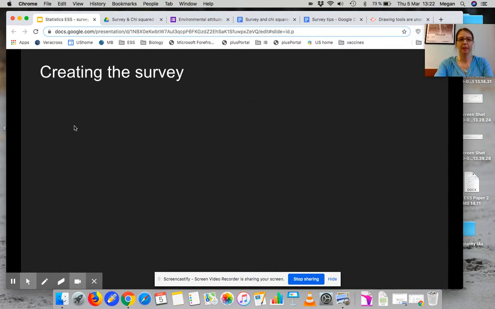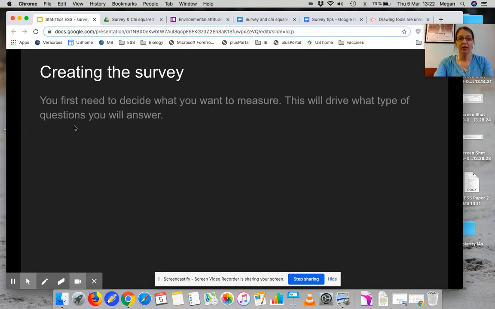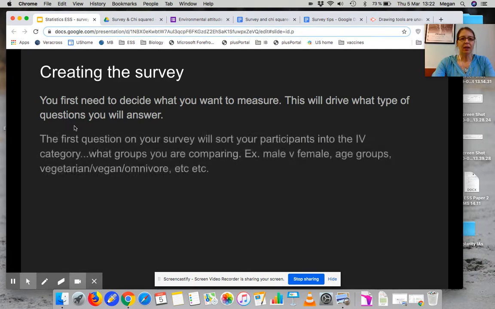So that's the survey. Let's just talk quickly about creating the survey. In creating a survey, first you have to decide what you're going to measure. In this case, the survey I've got is measuring your attitude towards climate change. Are you worried about it or not worried about it, and so on. But you also have to decide on your groups. What are you comparing? Are you comparing males to females, 11th to 12th grade, kids at this school versus kids at that school, and so on. The first question on the survey is going to be putting the participants into that category.